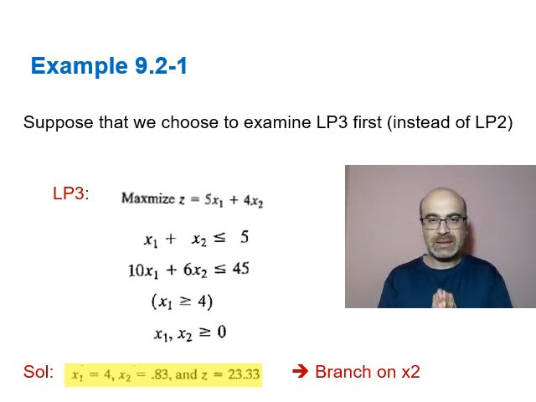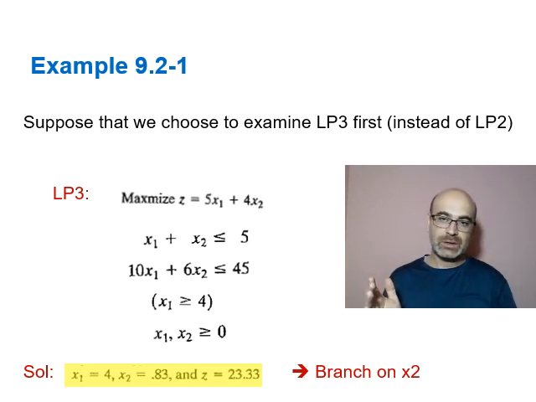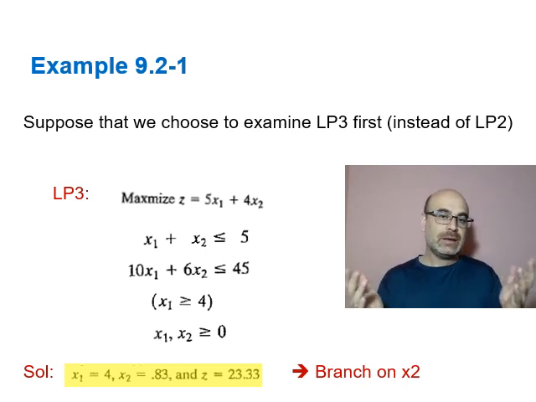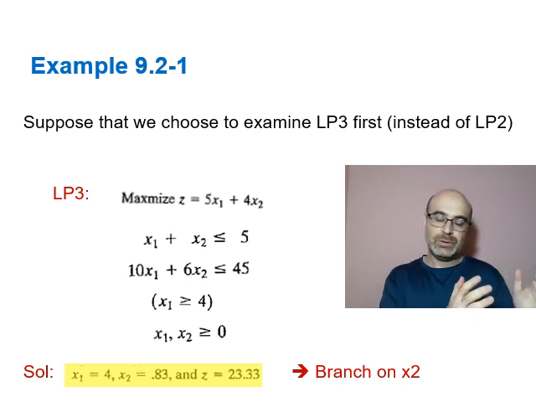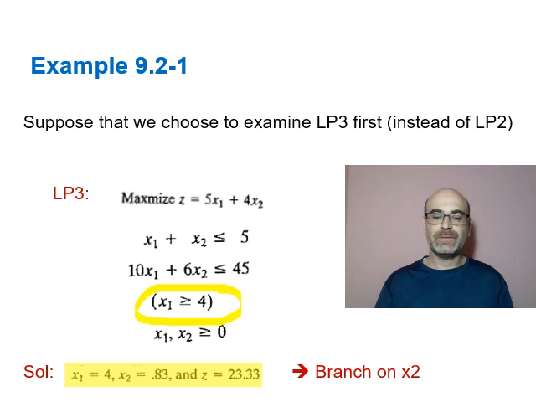Okay, and then let's assume that we decide to branch on x1. So 3.75, we say that either x1 is less than or equal to 3 or x1 is greater than or equal to 4. Now, instead of first solving LP2, which includes x1 less than or equal to 3, let's consider solving LP3, which includes x1 greater than or equal to 4 first. Okay, let's start from this side first.